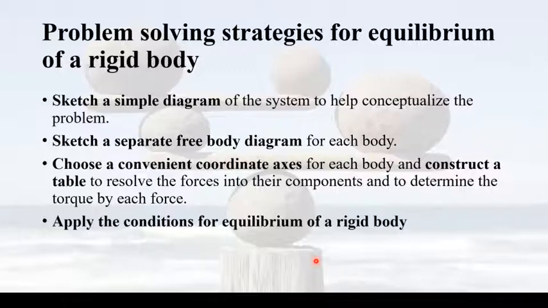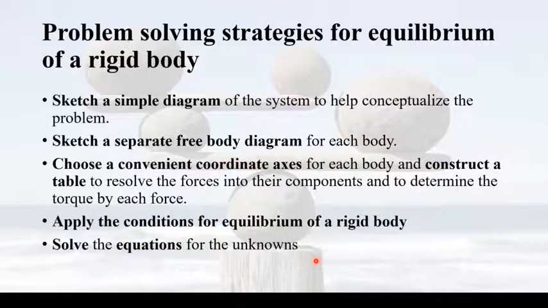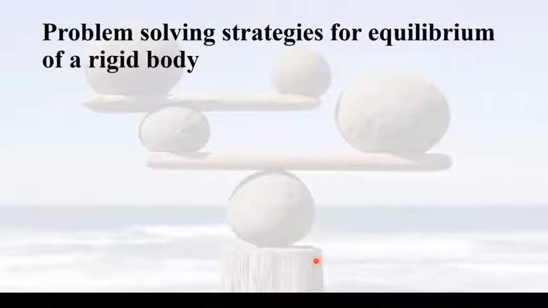Then you apply the conditions for equilibrium of a rigid body. So once again, what are the conditions for equilibrium of a rigid body? There are two conditions: summation F equals 0 and summation torque equals 0. Only these two equations will be accepted in your exam. Other answers won't be accepted. So the conditions to achieve equilibrium for a rigid body are that the total force acting on it is equal to 0, which is summation F equals 0, and the total torque acting on it is equal to 0, which is summation torque equals 0. And then the last step, of course, is to solve the equations.